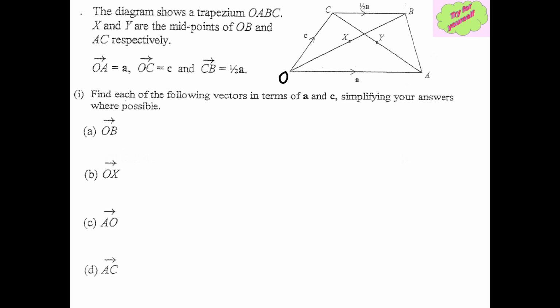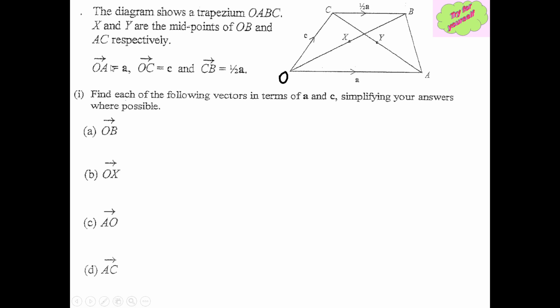Let's do another example. Try for yourself. The diagram shows a trapezium. Here's a trapezium OABC. X and Y are the midpoints of OB. So X is the midpoint of OB and Y is the midpoint of AC. Doesn't look like it because they've intentionally not drawn it to scale.